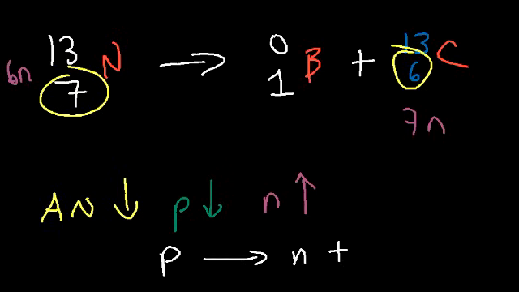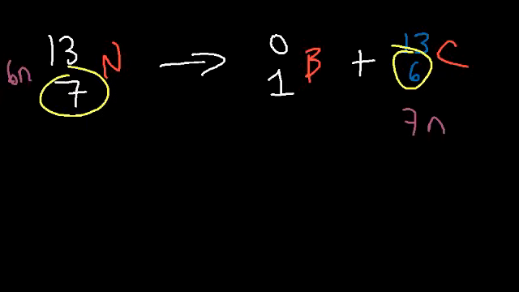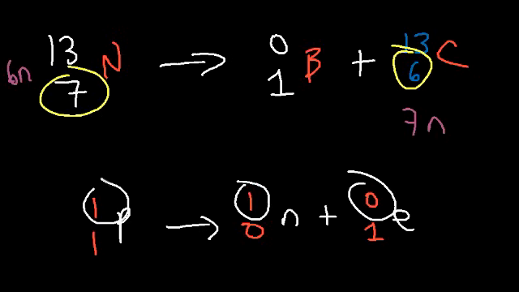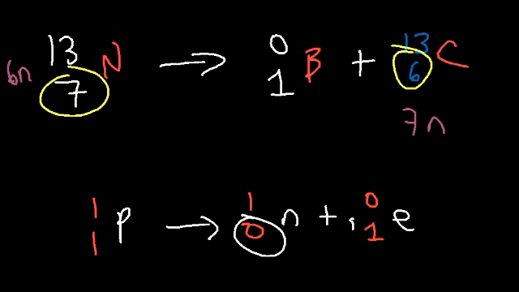So let's rewrite it a different way. Here's the proton with a mass of 1 and a charge of 1. It was converted into a neutron, which had a mass of 1 and a charge of 0. And it was converted also into a positron, which has a mass of 0 and a charge of 1. A positron is just an antiparticle of the electron. You can see how it's balanced. 1 plus 0 is 1, and 0 plus 1 is 1. So that's what happened during positron production. A proton was converted into a neutron and a positron.